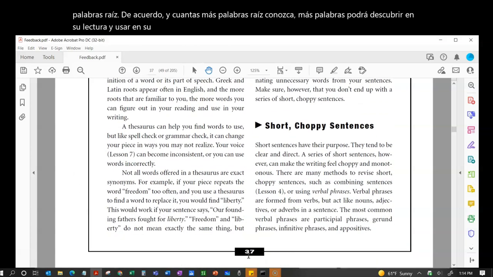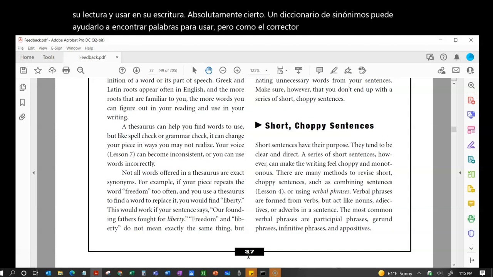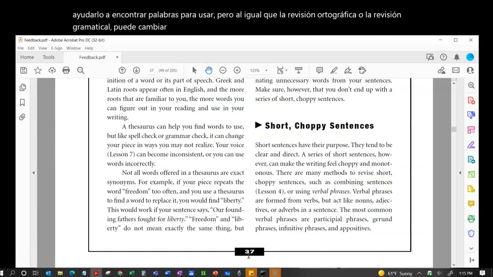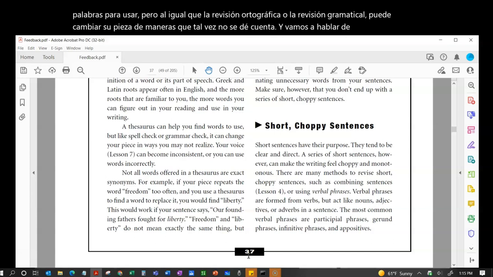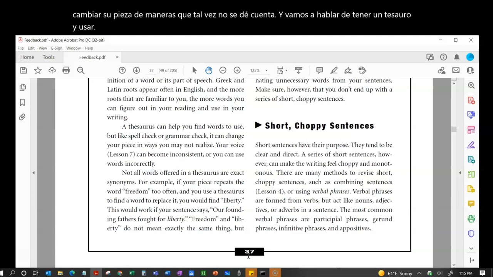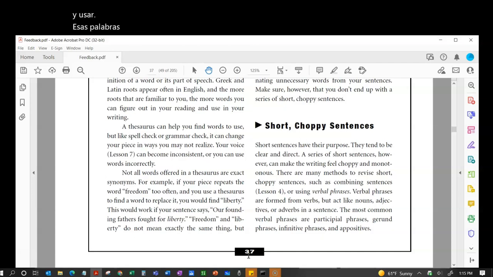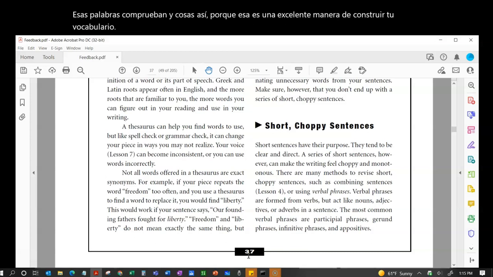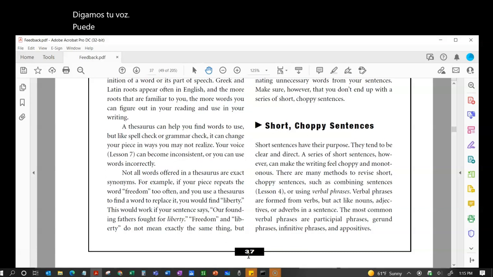A thesaurus can help you find words to use, but like spell check or grammar check, it can change your piece in ways you may not realize. And we're going to talk about having a thesaurus and using those word checks and things like that, because that's a great way to build your vocabulary. Let's see. Your voice can become inconsistent, or you can use words incorrectly. Not all words offered in a thesaurus are exact synonyms.